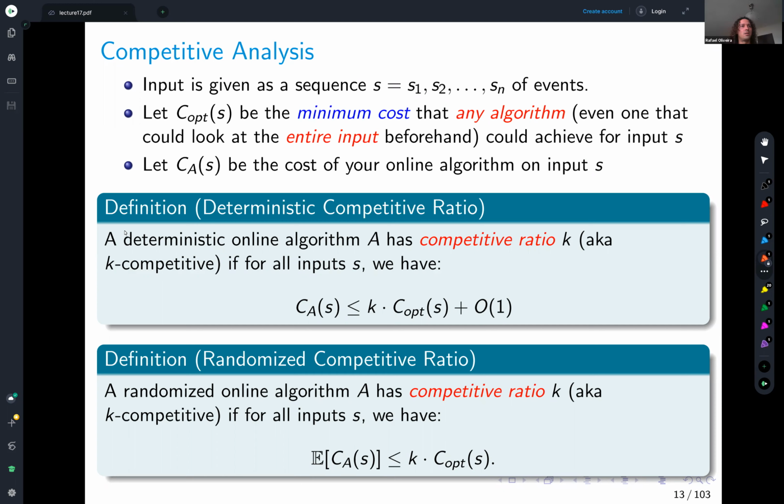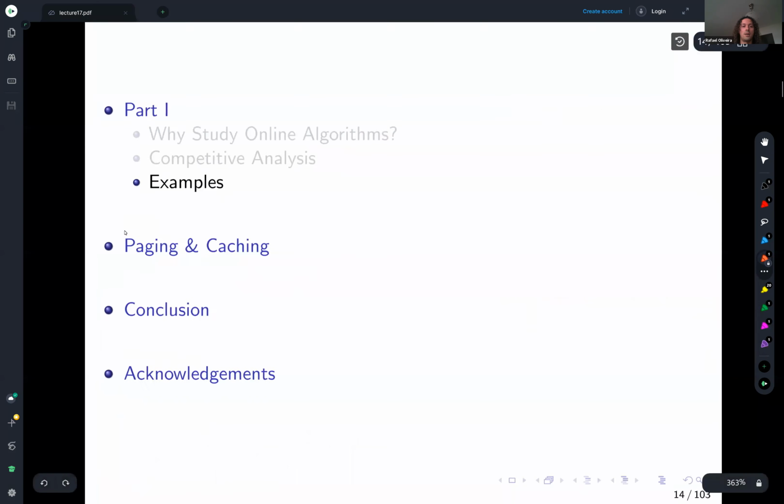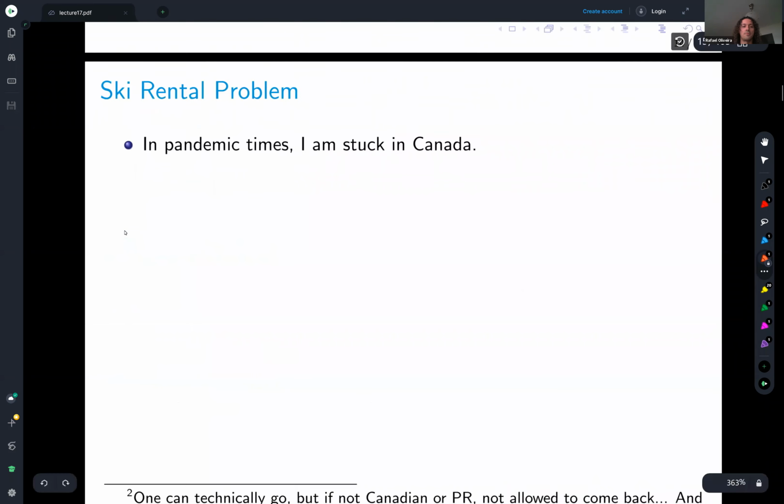Yeah, pretty much. Okay, so we have the deterministic and the randomized competitive ratio. Are those definitions clear? Great. So now let's go to the third part where we actually see some examples. Let's see how this plays out.